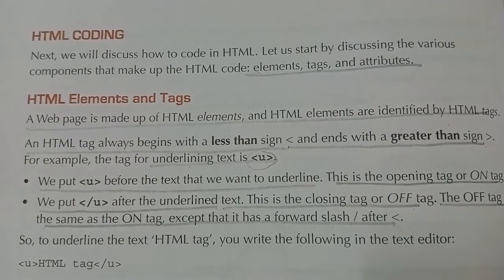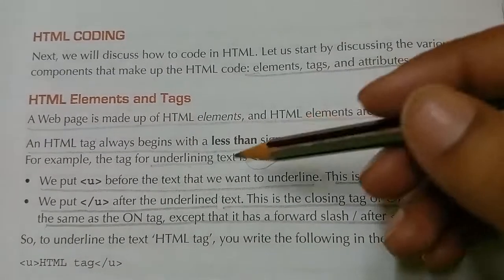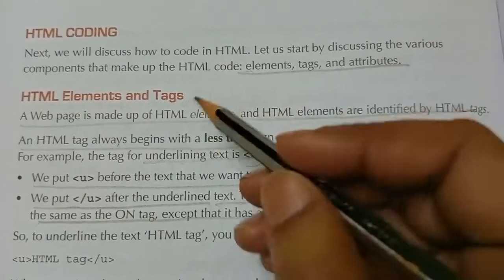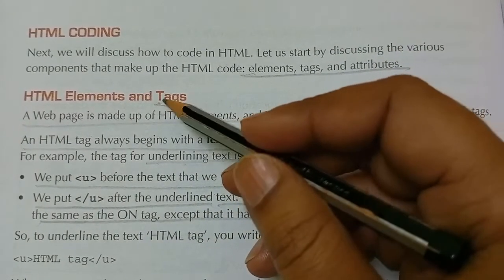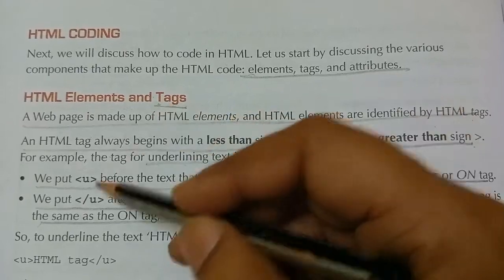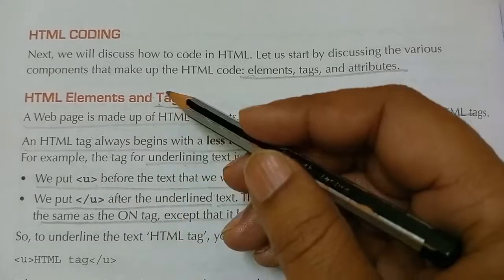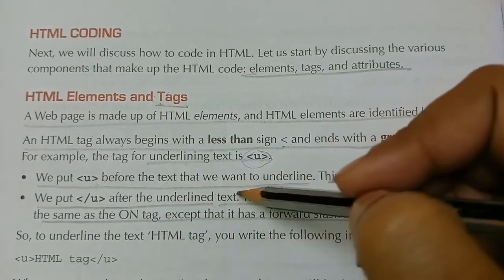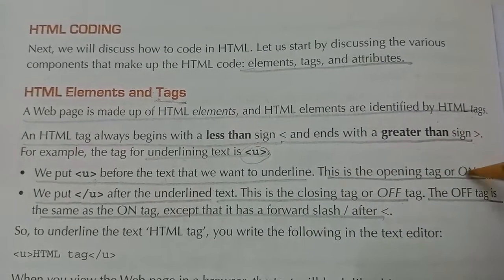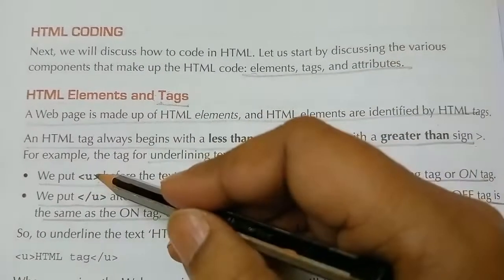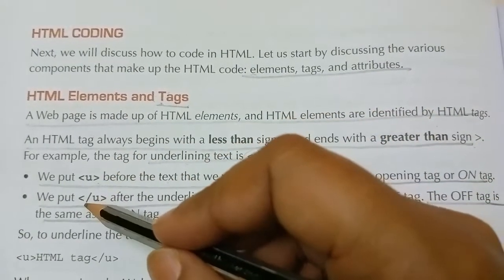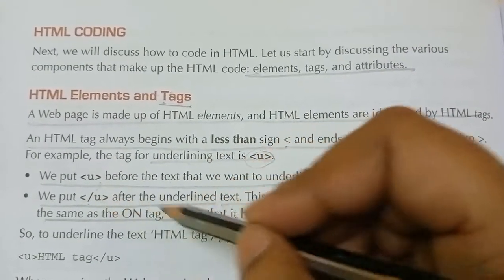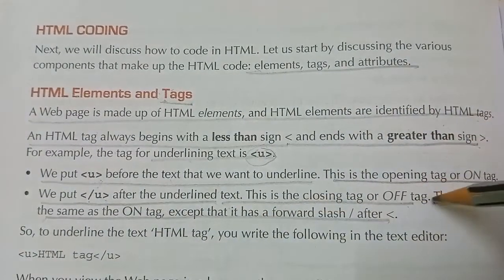So why do you use this U tag to underline? Okay, if you want to underline any word, suppose this thing I am underlining. So if you want to underline this word, you have to add this tag, the U tag, before this word. Before the text you want to underline, this is the opening tag or on tag. So this is called the opening tag. Now when you want to close this tag, we put /u after the underlined text. This is the closing tag or the off tag.